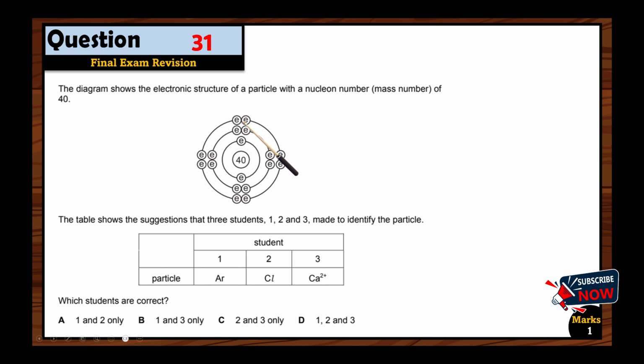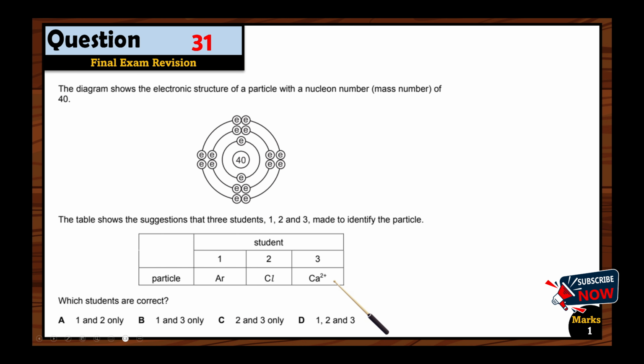Now let's see how many electrons it has. Counting 1, 2, and then 8, 10, and then 11, 12, 13, 14, 15, 16, 17, 18. So argon has 18 electrons, so the argon option is right. Then for calcium, if it loses 2 electrons, then it will also become 18, right?